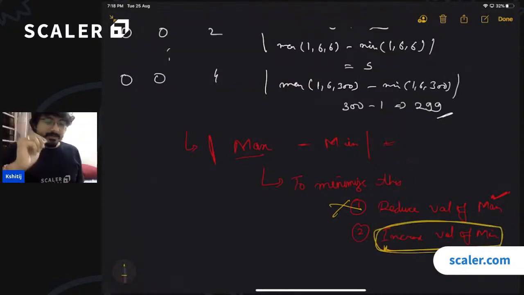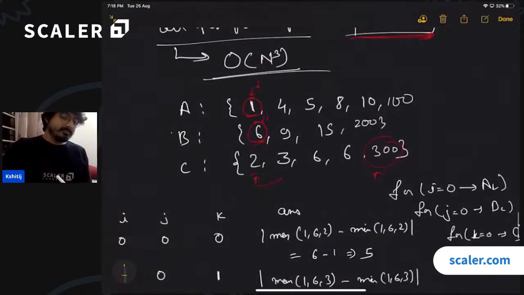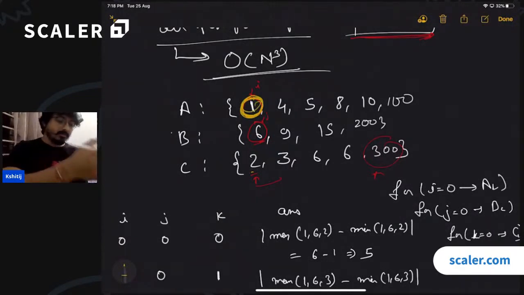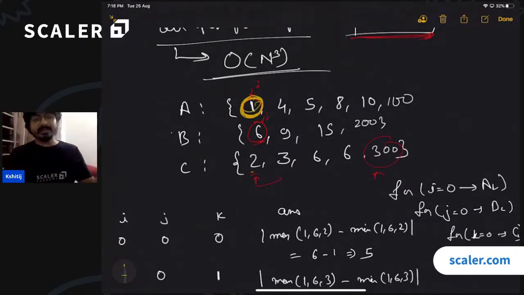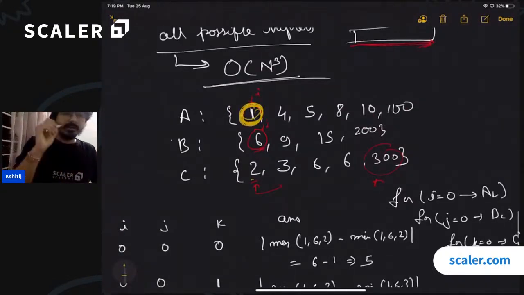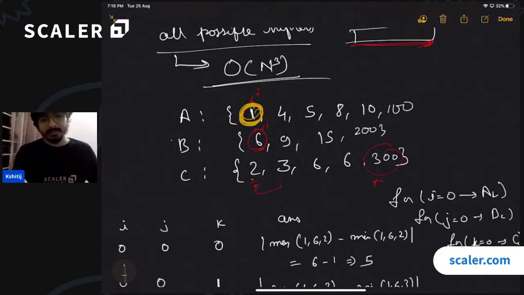Okay. How can you increase the value of minimum? Can you increase the value of minimum without changing the pointer pointing to the minimum element? No, right? Out of 1, 6, and 2, 1 is the minimum. So if you have to reduce the value of this equation, you have to increment the pointer of this minimum element. Okay. So how can we now optimize this brute force approach?